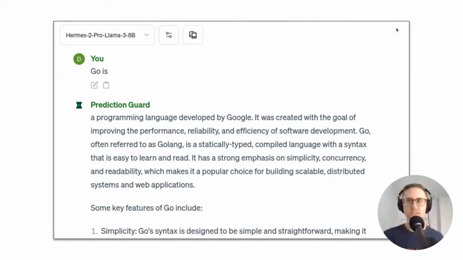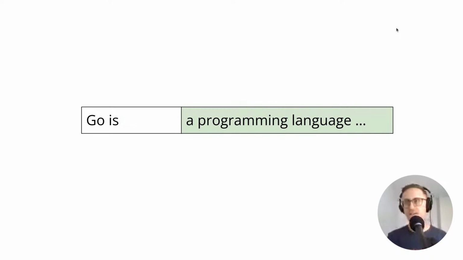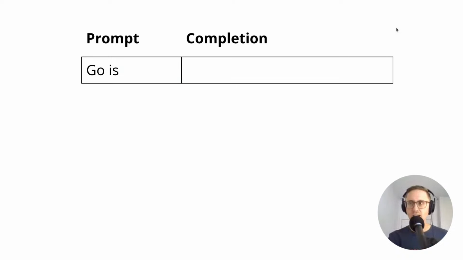So when I use Llama 3 here, what's happening is I put in this input, right? Go is something. And it came out with Go as a programming language, blah, blah, blah. It completed it, right? So just some jargon: this is generally called a prompt, this left side, what I put into the model. And then the completion is what the language model outputs out the other side.